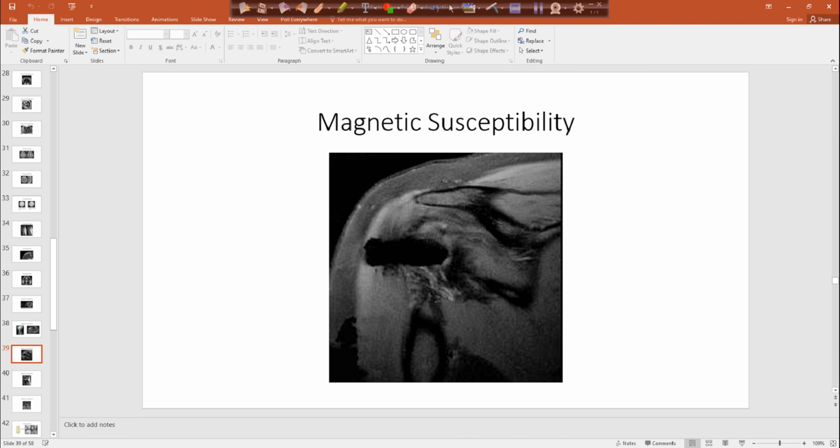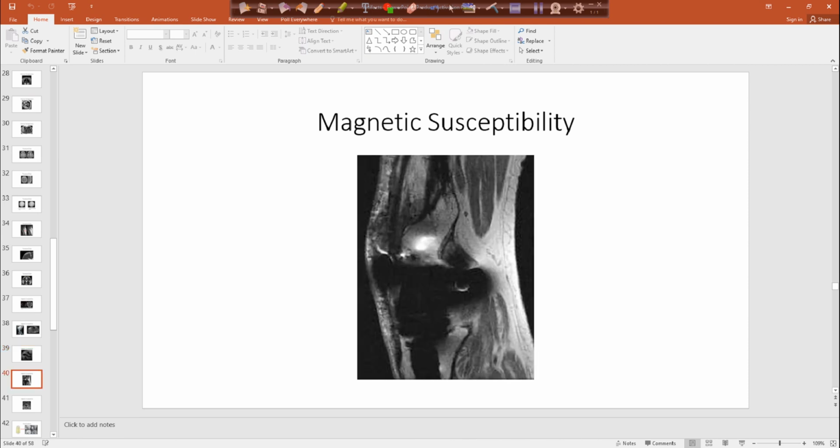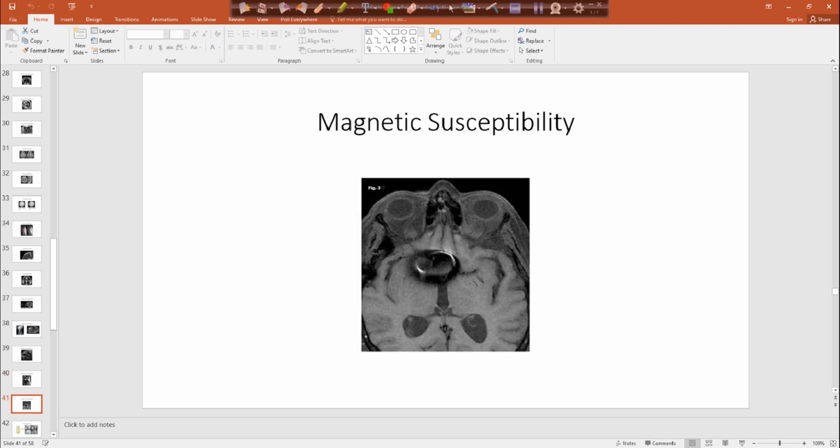Rotator cuff injury on the coronal shoulder, sagittal knee. Could be an aneurysm, or it could be a hemorrhage in the brain. So remember, you have iron deposits within those blood deposits.